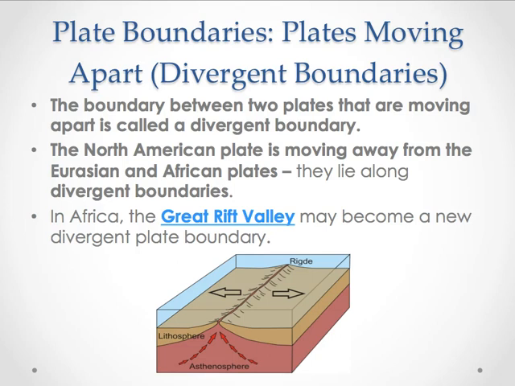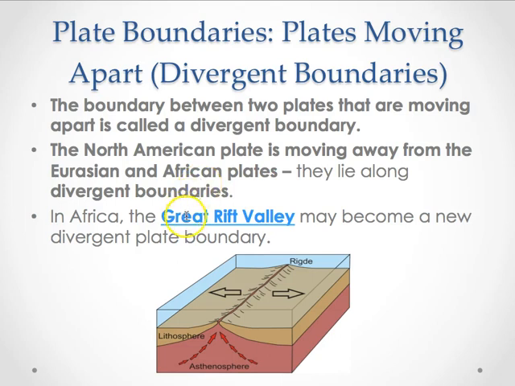Okay, so like I said, plates can do a variety of different actions. So the first is that plates can actually move apart, and that's called a divergent boundary. So you've got two plates right here on each side of this ridge. One's moving to the left, one's moving to the right. That's a divergent boundary. So the North American plate is actually moving away from the Eurasian and the African plates. They all lie along divergent boundaries.